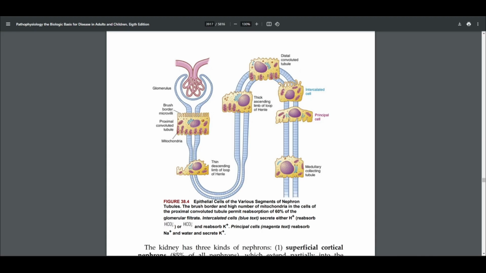So here we're taking a look at the epithelial cells of the various segments of nephron tubules. The brush border and high number of mitochondria in the cells of the proximal convoluted tubule permit reabsorption of 60% of the glomerular filtrate. The intercalated cells, the blue text, secrete either hydrogen or bicarbonate and reabsorb potassium. The principal cells, the magenta text, reabsorb sodium and water and secrete potassium.